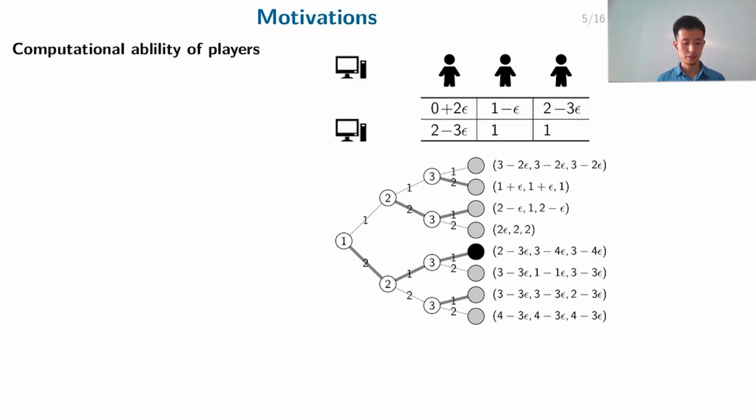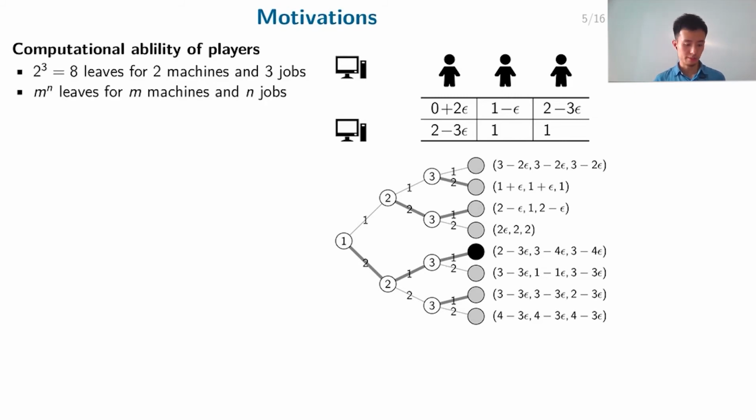Now let me introduce the motivation of this work. Recall the example we gave before. Here we consider the computational ability needed for players to make an optimal decision. For 2 machines and 3 jobs, the first job will need to compute the cost for 2 to the power of 3, that is 8 leaves, 8 nodes. While for m machines and n jobs, the number will be m to the power of n leaves that need to be calculated.